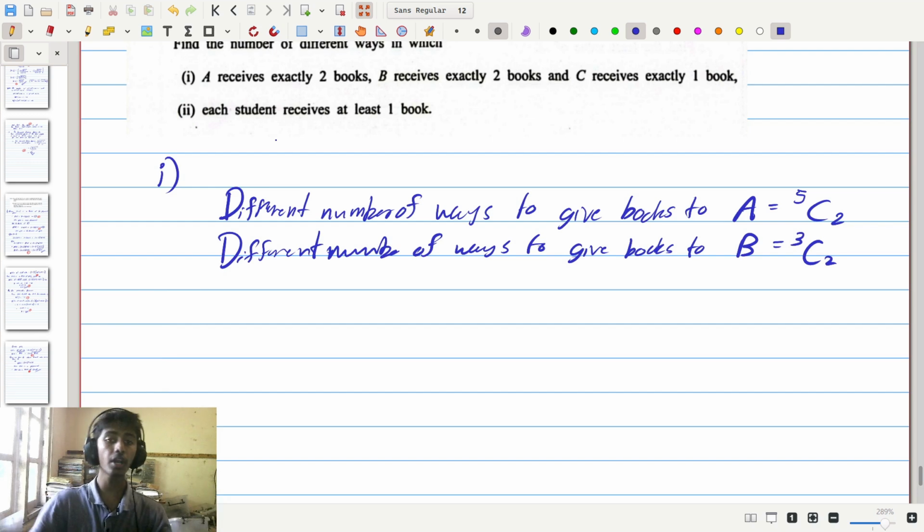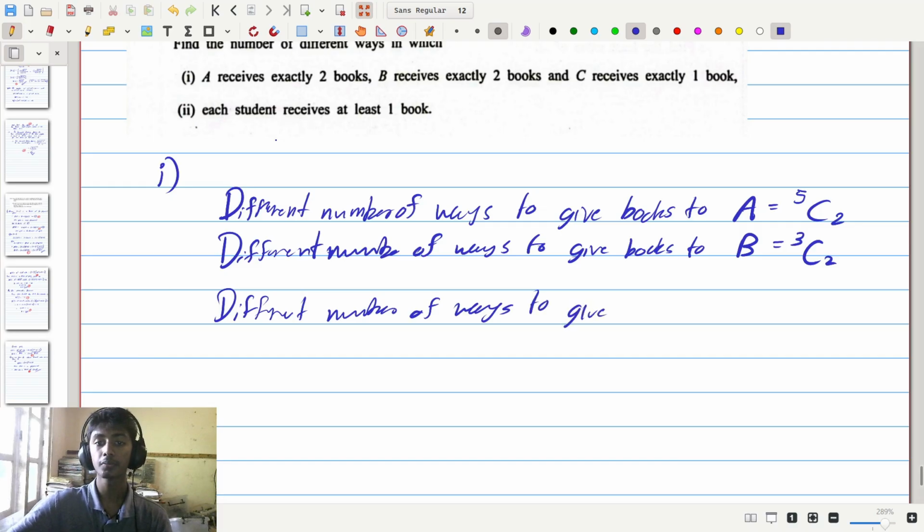So now, once we give those 2 books to B, we are left with a single book in our pool, which means that the different number of ways to give books to C is going to be the total number of books remaining, which is 1, choose the number of books that we need to give, which is going to be 1. So then we have 1 choose 1 different ways to give the books to C once we've given all the books to A and B.